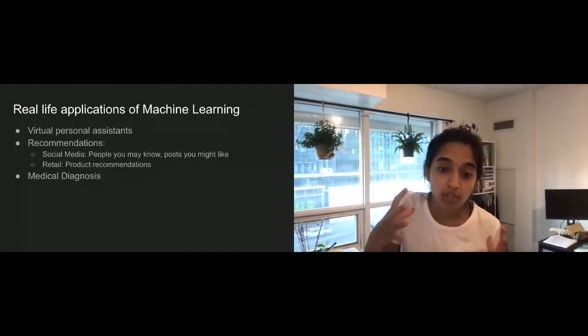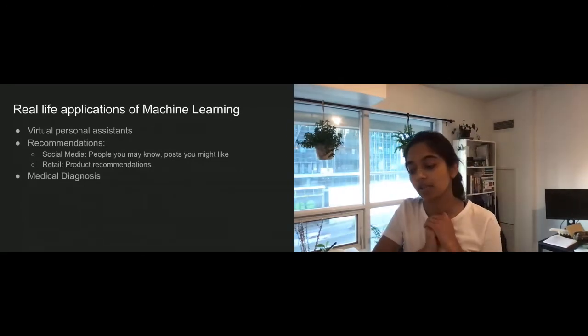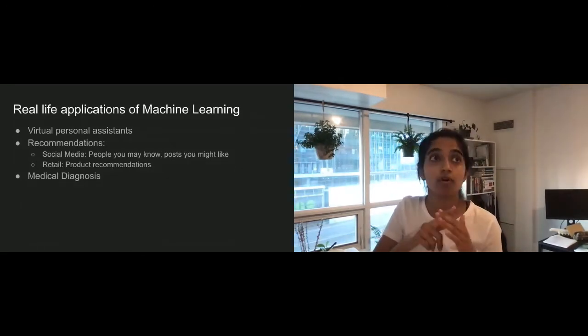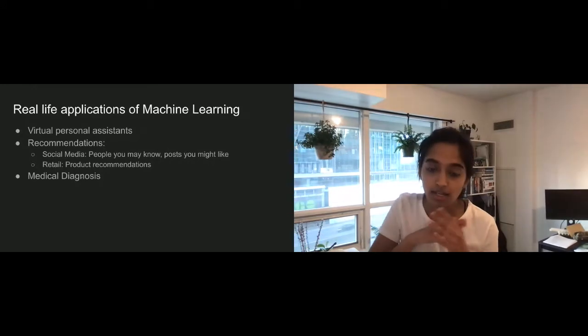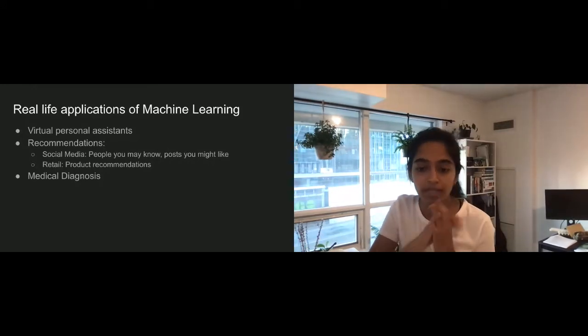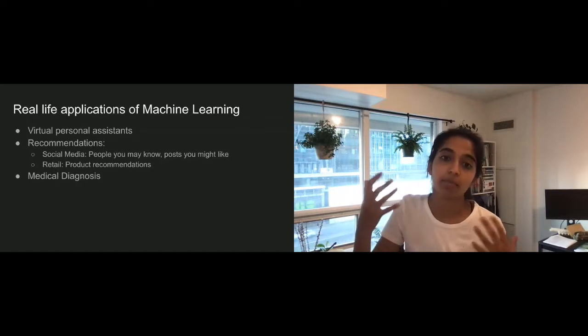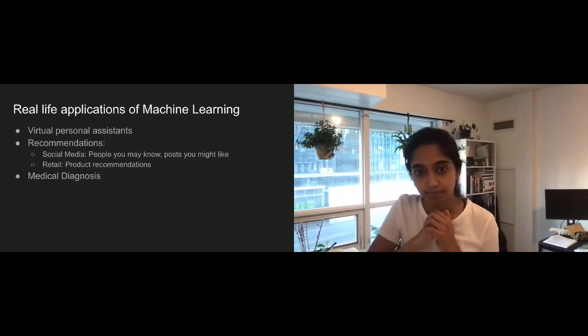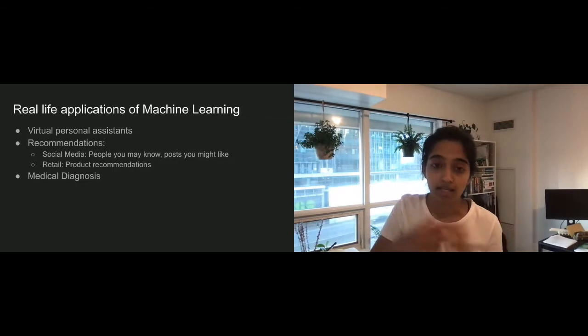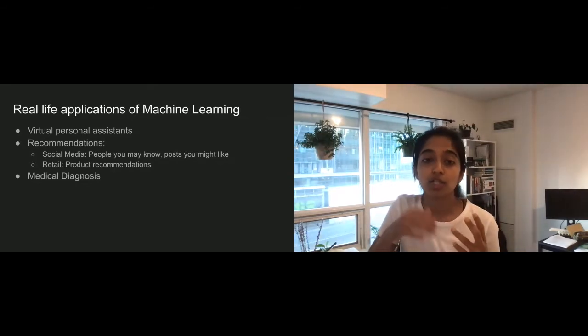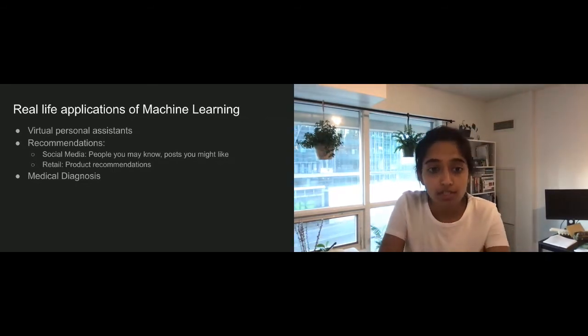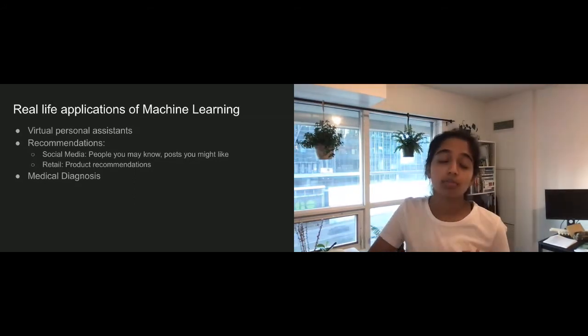You see that in virtual personal assistants. For example, Siri that you have on your phones, Alexa, Google Home, and anything along those lines. All these virtual assistants are backed up by machine learning algorithms and data. And you also see machine learning applications in recommendation systems, for example, in social media platforms.